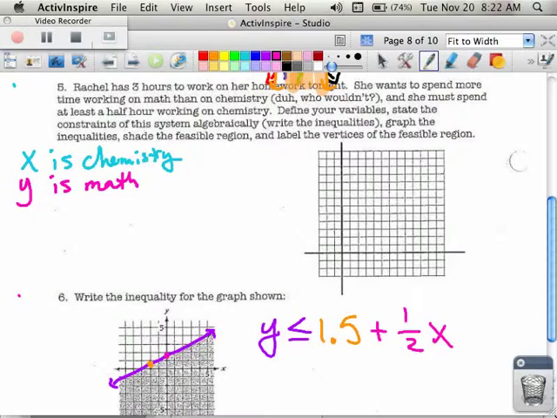And we know, let's see, they said something about how much time. Oh, here we go. It says that she has to spend at least a half an hour on chemistry. So if I'm doing at least a half an hour on chemistry, which was x, that has to be at least, in math means greater than or equal to, and then a half. So that's the purple highlight.